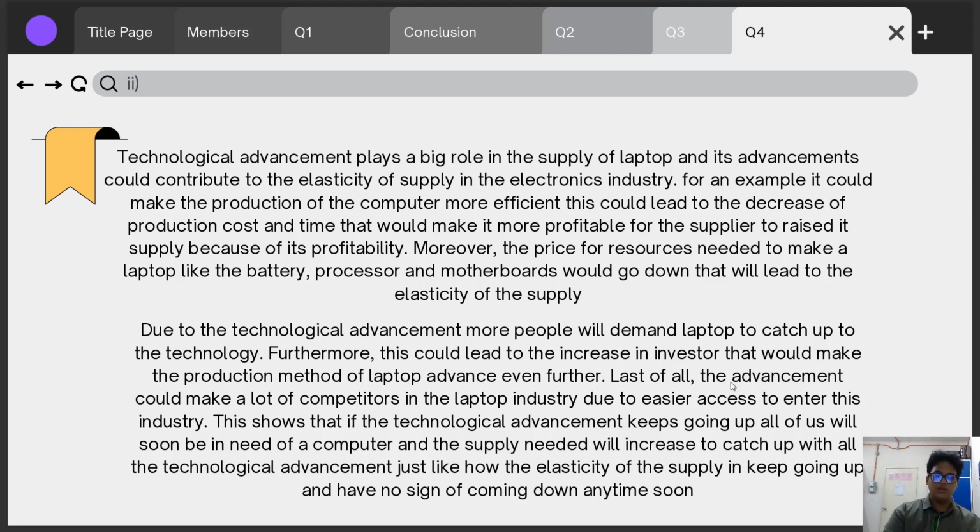Last of all, the advancement could bring a lot of competitors into the laptop industry due to easier access to enter this industry. This shows that if technological advancements keep going up, all of us will soon be in need of a computer, and it will be weird for us not to own one. The supply will also need to increase to catch up with all the technological advancement, just like how the elasticity of supply can keep going up and have no sign of coming down anytime soon.